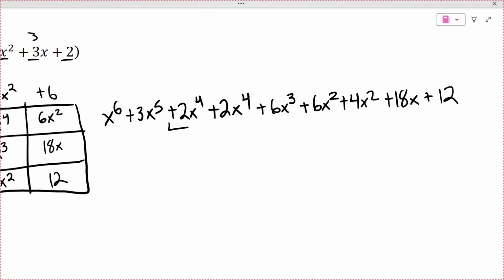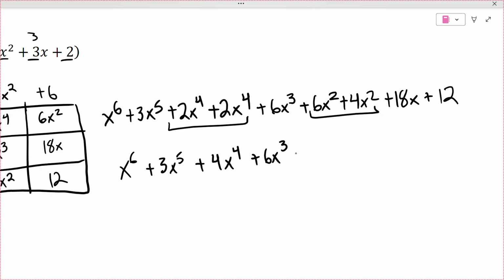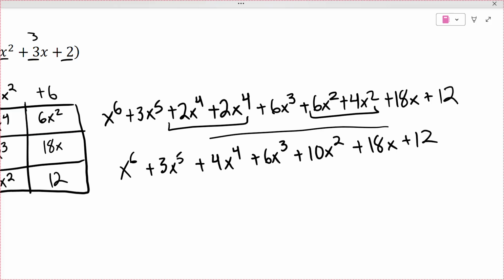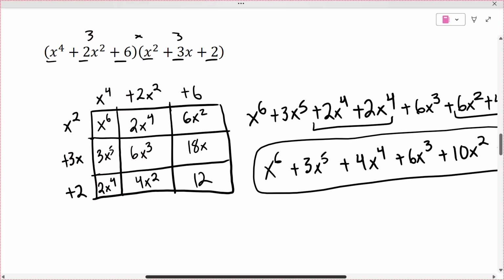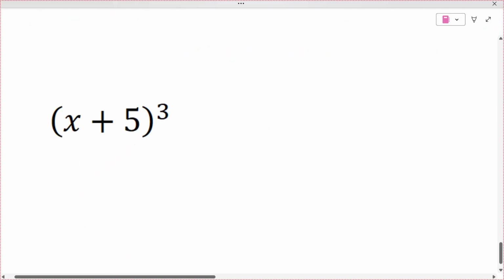Okay. Then I'll combine like terms if I have any, in which case it looks like these guys can get put together. So I have x to the 6 plus 3x to the 5 plus 4x to the 4 plus 6x cubed plus 10x squared plus 18x plus 12. Wow. Okay. Hey, a reminder that when I combine like terms, again, I'm only adding or subtracting the coefficients. I do not do anything with the variables. So 2x to the 4 plus 2x to the 4 is 4x to the 4. Don't accidentally say 4x to the 8.